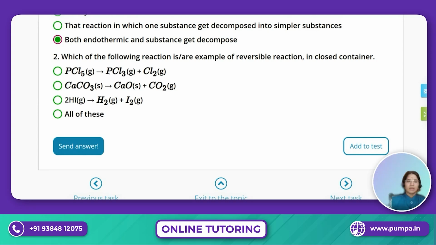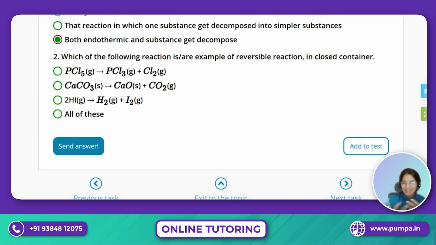Okay. So PCl5 is being decomposed into PCl3 and Cl2. Similarly, calcium carbonate is being decomposed into calcium oxide and carbon dioxide gas. And then 2HI, hydrogen iodide, is being decomposed into hydrogen gas and iodine gas. So they are asking us to choose a reversible reaction.